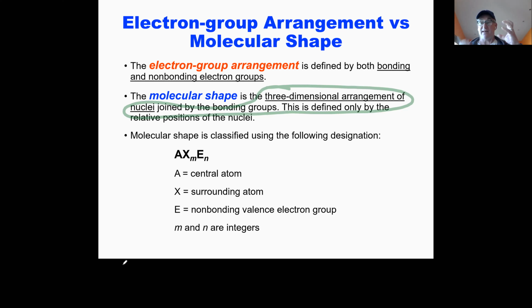We can see nuclei, they're dense. We can see them in space. Electrons we can't see in space. So there's a difference between the geometry, which is 1, 2, 3, 4, 5, 6, what basic geometry is that, and then the actual shape itself, which is a subset inside the geometric group. And we'll have a look at what some of those are. Okay, let me clear those.